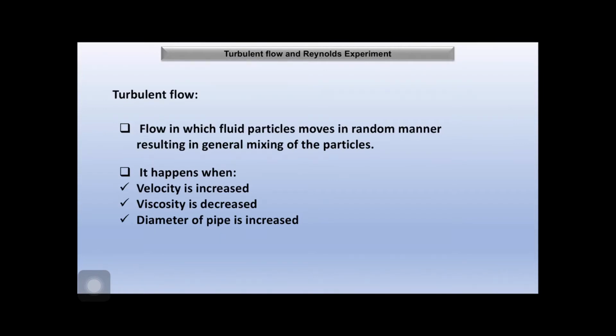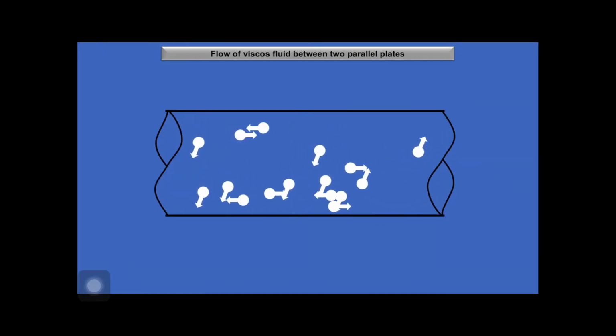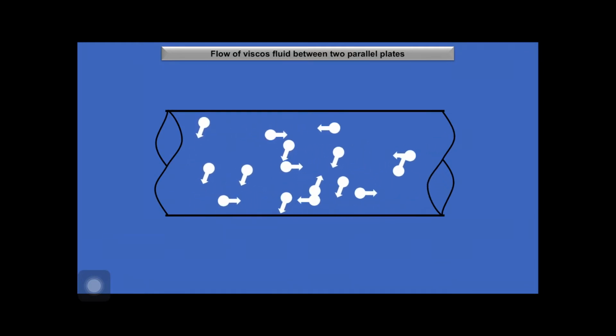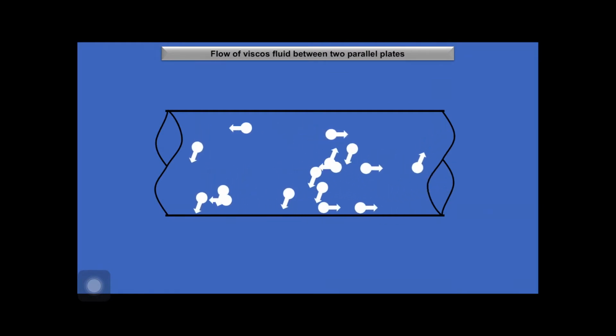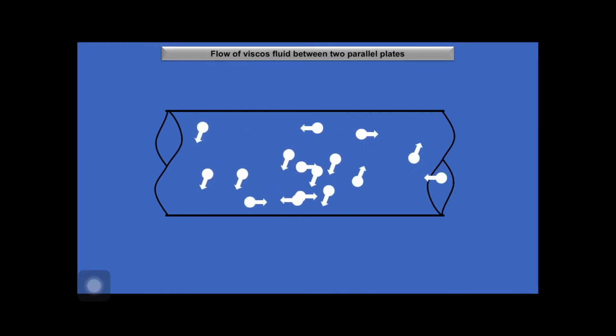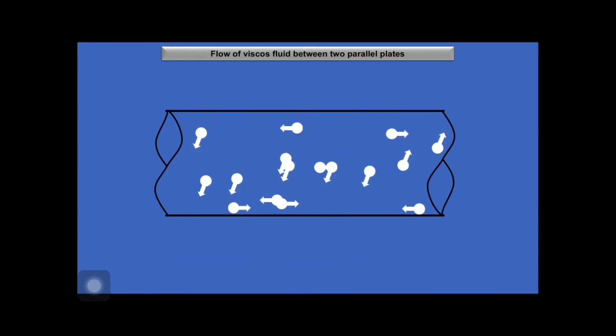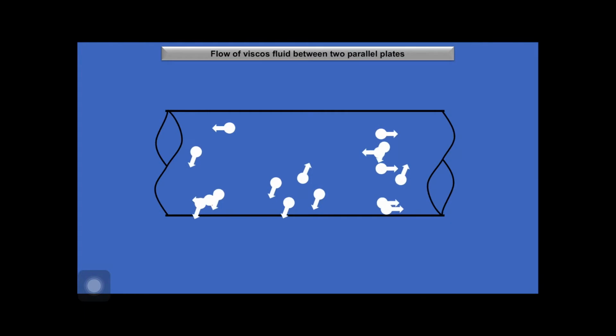Similarly, since the viscosity is decreased, the flow will not move in lamina or layers. And velocity increase means there will be more acceleration, and the fluid particles will move from one layer to another layer, and it will be random mixing. That's why it's called turbulent flow. In this video you can see fluid particles moving randomly in the cross section of the pipe. Each fluid particle doesn't have a particular direction to flow, and they are moving randomly in a zigzag way.